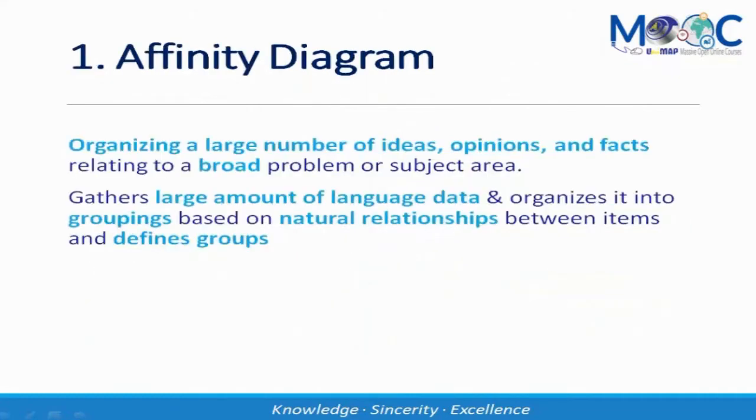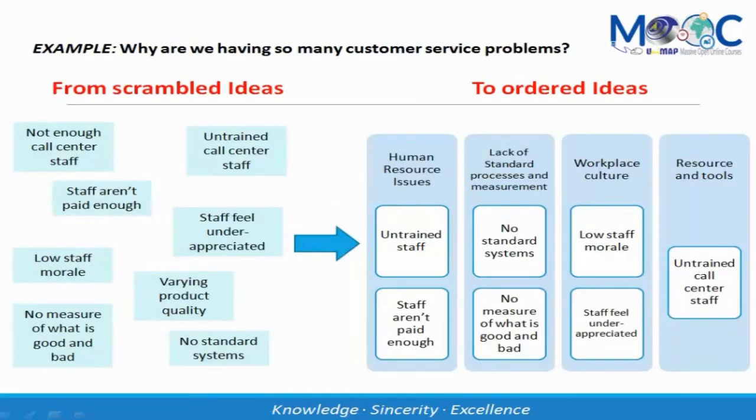First, affinity diagram. It is used to group and classify a large number of ideas relating to a broad problem. For example, why are we having so many customer service problems? We brainstorm using short sentences on self-adhesive notes and post them for the team to see. After this, the ideas are grouped and concise descriptive headings are created for each group.